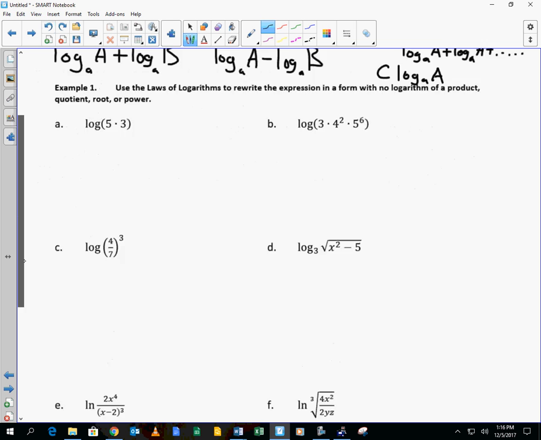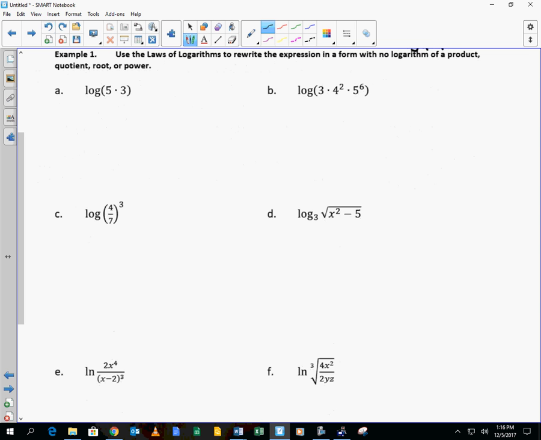All right, for everybody else, let's use the laws of logarithms to rewrite the expression in a form with no logarithm of a product, quotient, root, or power. Is this the logarithm of a root, quotient, product, power? What is it? Product. So I rewrite it as log of 5 plus log of 3. Is everybody okay with that? Rewriting it will help us when we get to calculus someday.